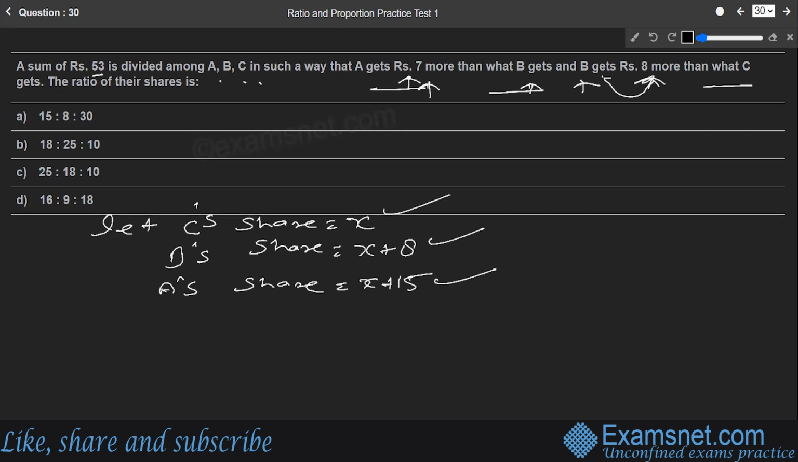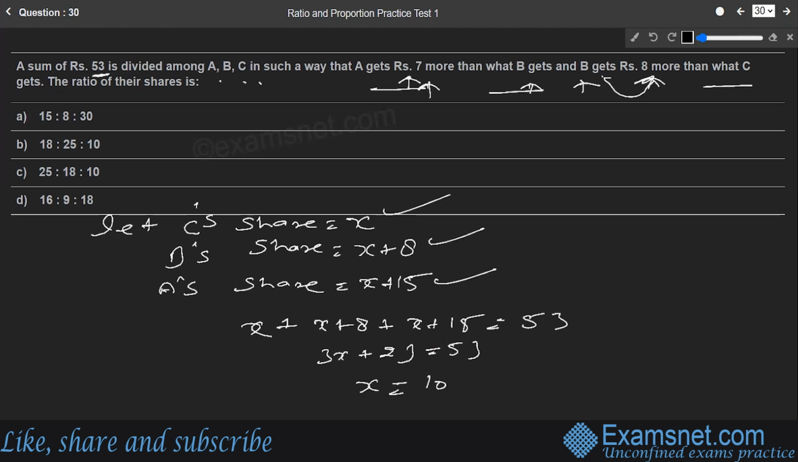Now they say the sum of rupees 53 is divided among them. So that means the sum of all these shares should be equal to 53. So C's share plus B's share plus A's share should be equal to 53. If we solve this, 3x plus 23 is equal to 53, which gives us x value as 10. So x comes out to be 10. What are we supposed to know? We are supposed to know the ratio of shares.